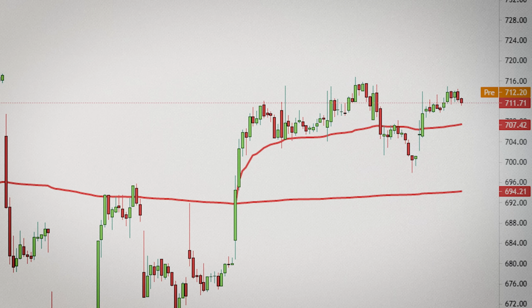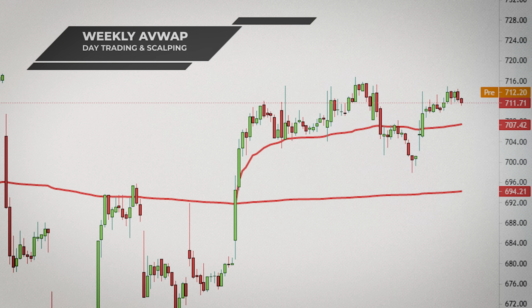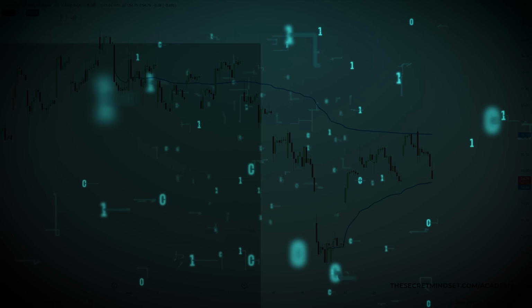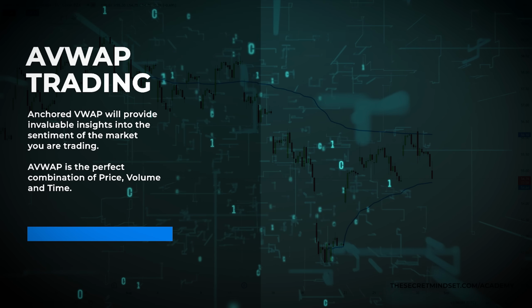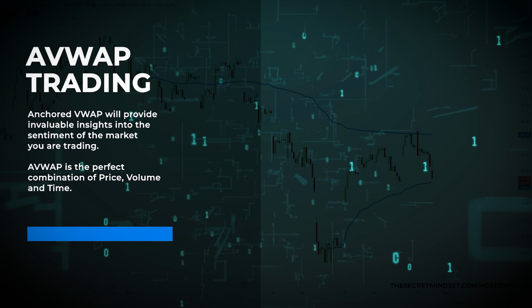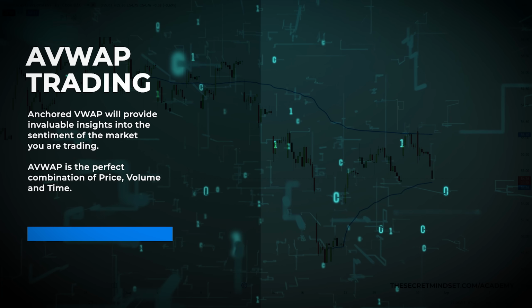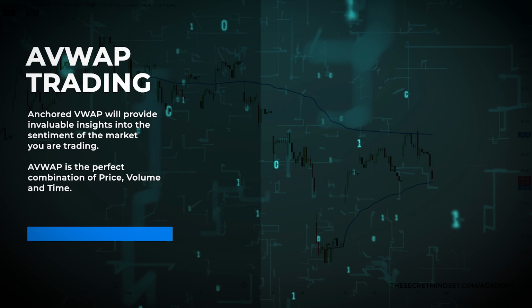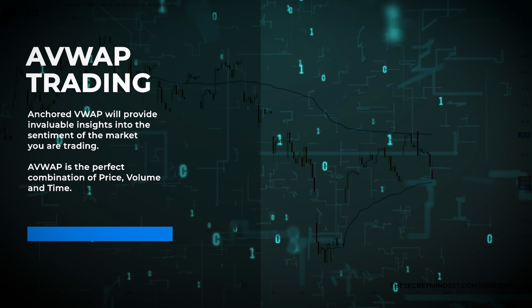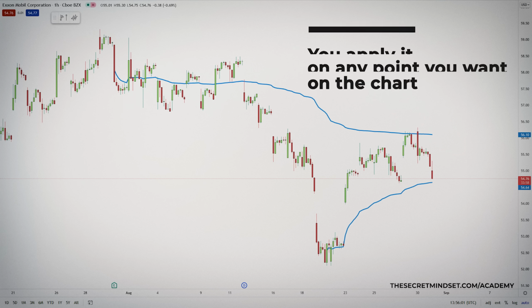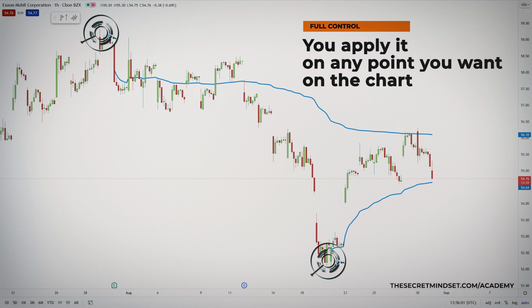And if you select 5 days and apply the VWAP, you get data from the past week, the past 5 trading days. Again, you can see several buy the dip trades around the line. I firmly believe that the anchored VWAP can provide invaluable insights into the sentiment of the market you are trading. The anchored VWAP is the perfect combination of price, volume, and time, and you have full control. You apply it on any point you want on the chart.